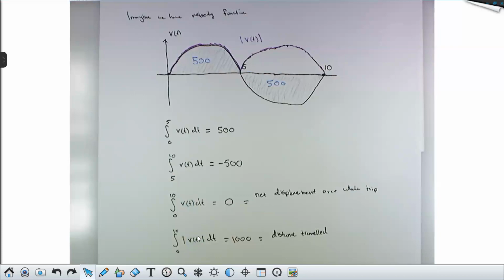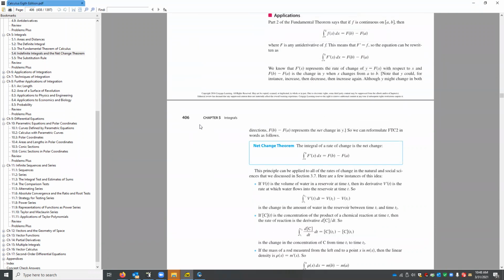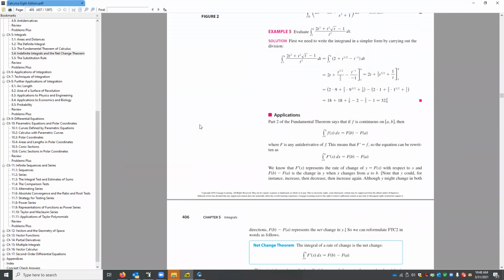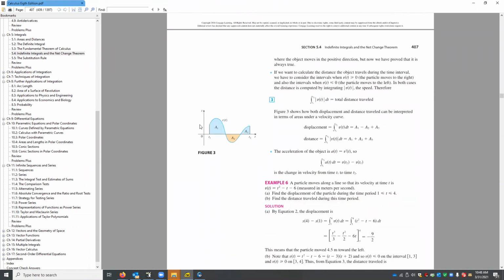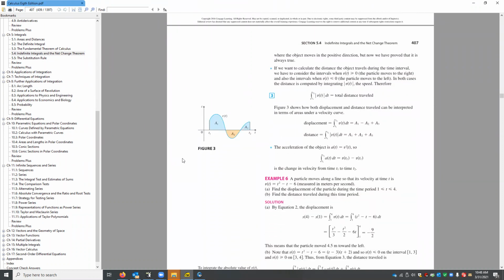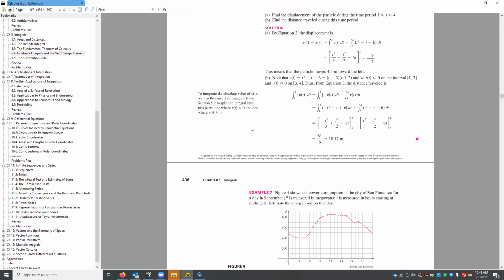In practice, how do we do this? In practice, if you're given the velocity function and you need to find the distance traveled, what you need to do is figure out what parts of the area are positive and what parts of the area are negative. What's above the t-axis and what's below the t-axis. There's an explicit example in here.